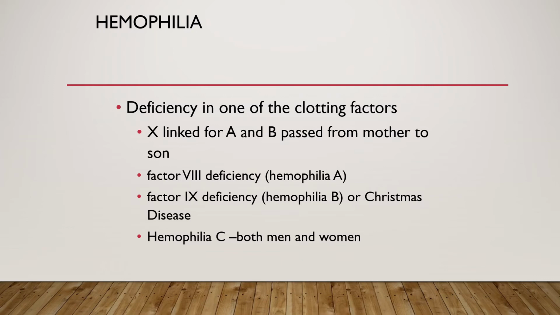All right, we're on the downhill course. Hemophilia is a deficiency in one of the clotting factors. Hemophilia A and B are X-linked, meaning the mother passes it to her son. So most of the time it's boys that have this and not girls. Factor VIII deficiency is called hemophilia A, and that's the most common. Factor IX deficiency is hemophilia B, or Christmas disease. And then there's hemophilia C, which is kind of related to von Willebrand's disease, and this can be in both men and women.